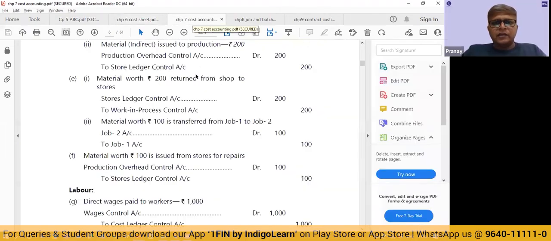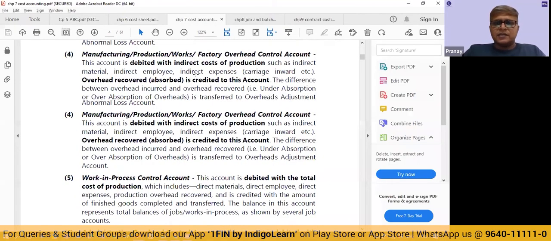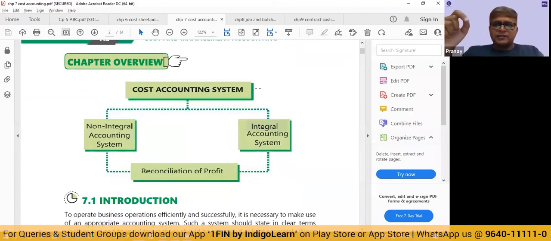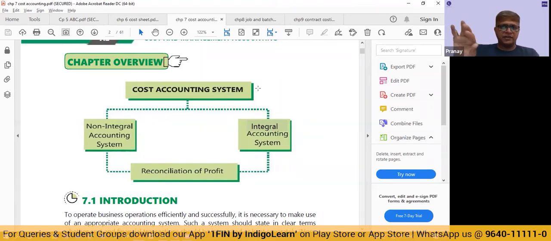Right. Then go to the next chapter, which is cost accounting systems. So in cost accounting, just like financial accounting, we are recording all the cost. We are keeping a record. There are two ways to maintain this: integral system and non-integral. Integral means accounts and finance plus costing, both we are putting together. Non-integral, accounts and finance we keep separate, and costing we keep separate.